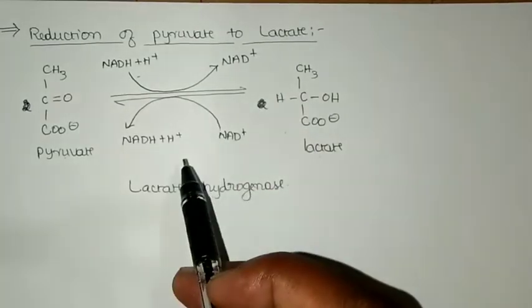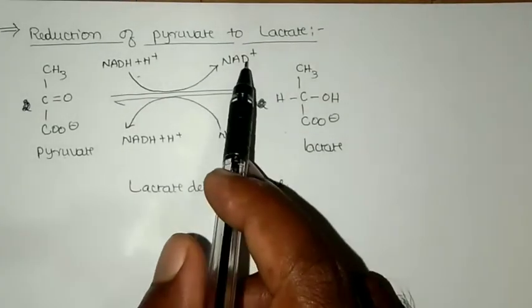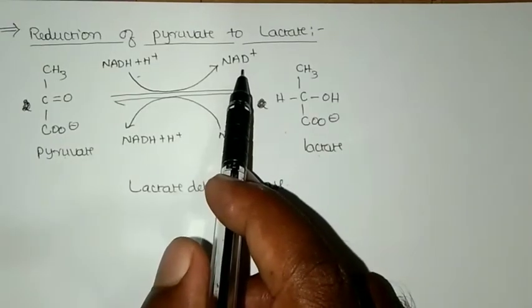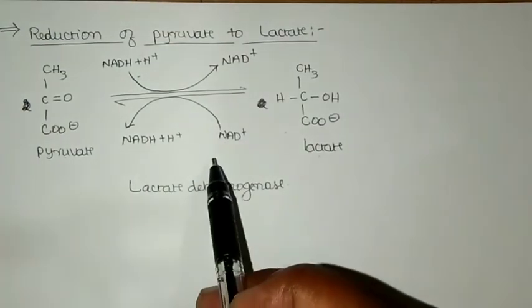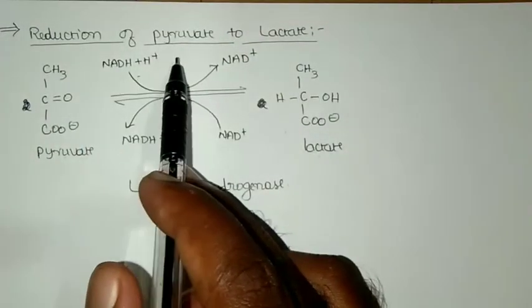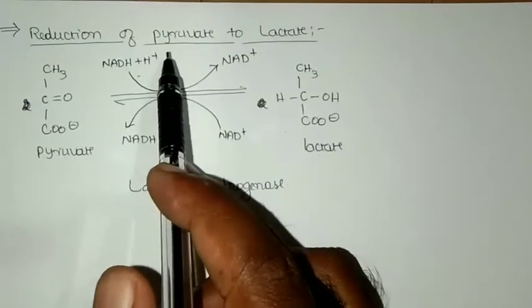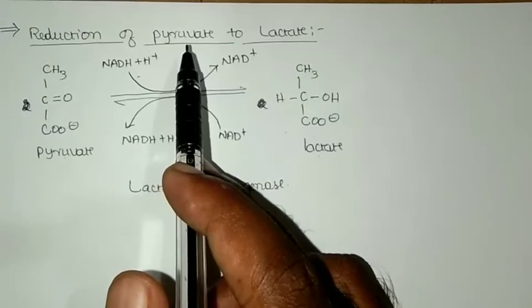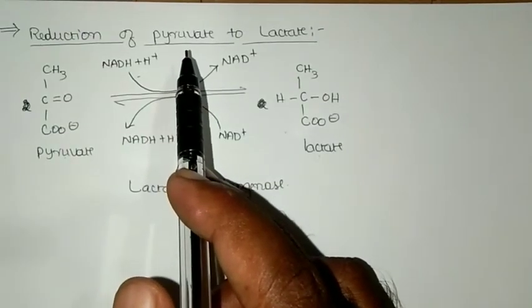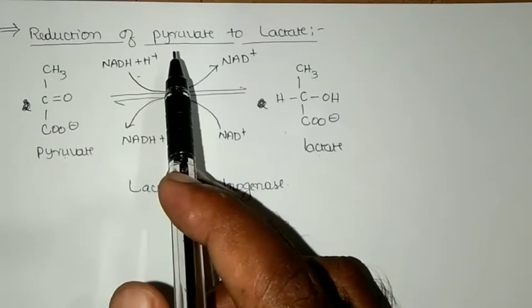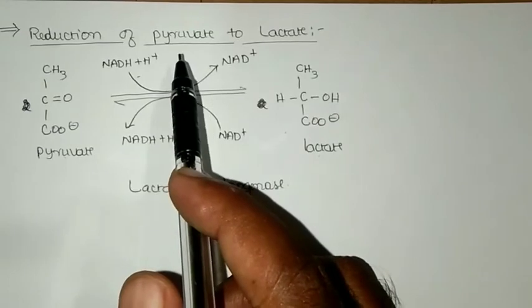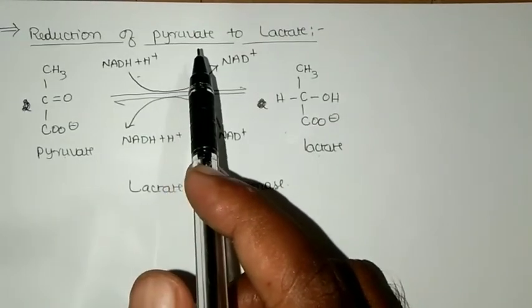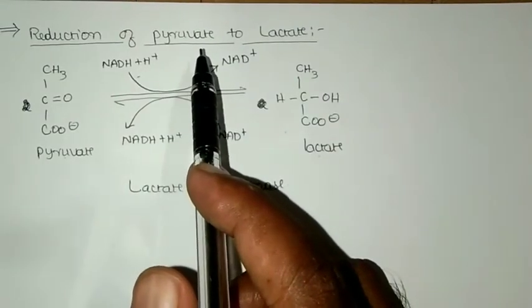And remember, the NAD plus which is regenerated will allow glycolysis to continue in the absence of oxygen. This is the reduction of pyruvate into lactate. So thereby we have given details of reaction pathways in both aerobic condition as well as anaerobic condition. And now it's time to calculate the energy yield of glycolysis in both aerobic as well as anaerobic condition. That's what we call the energetics of glycolysis.